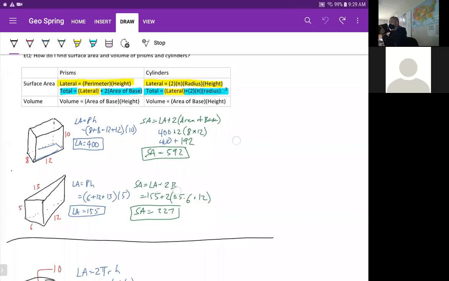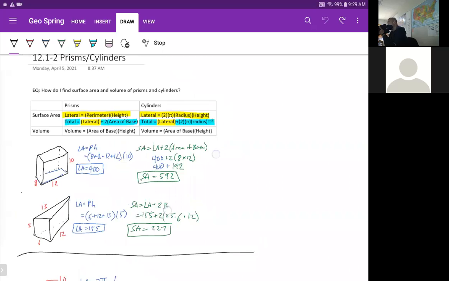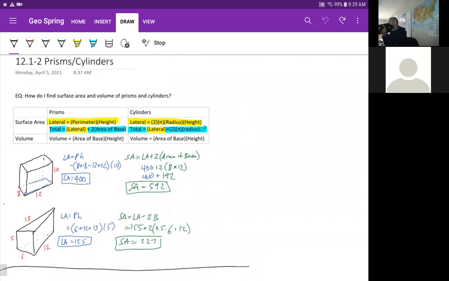Okay, so 12.2 is a continuation of prisms and cylinders. This is what we did last time, just a little overview. These two shapes here are prisms, so you just use these formulas.